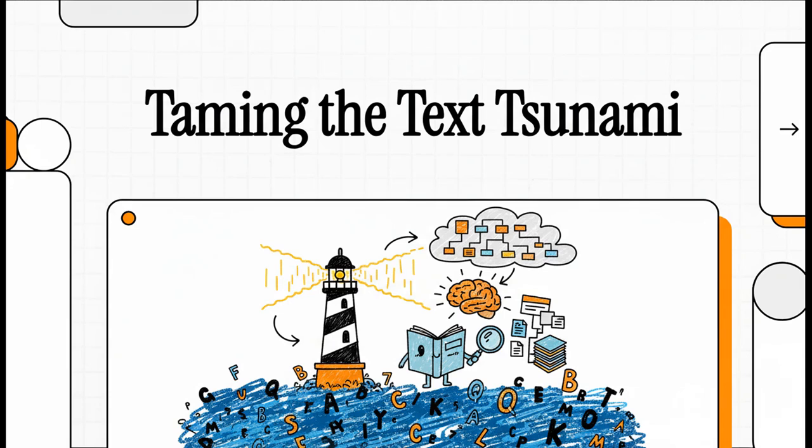Think about this for a second. Every minute of every day, we're sending hundreds of millions of emails and posting 500,000 tweets. We're not just creating data, we're creating, well, chaos. But what if we could teach a computer to be the ultimate librarian? One that could read, understand, and organize all of that instantly.